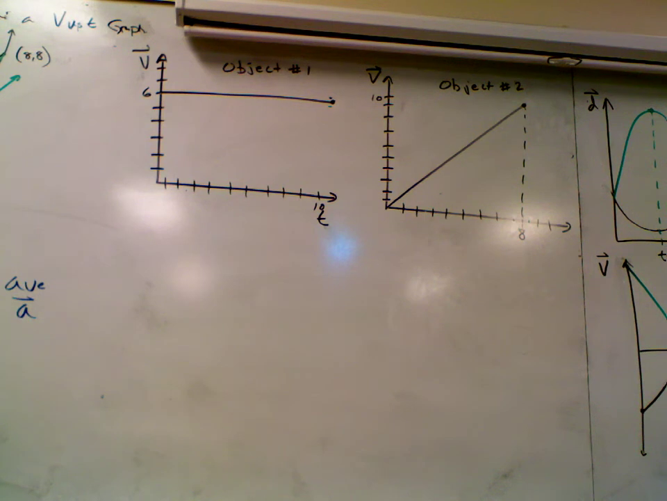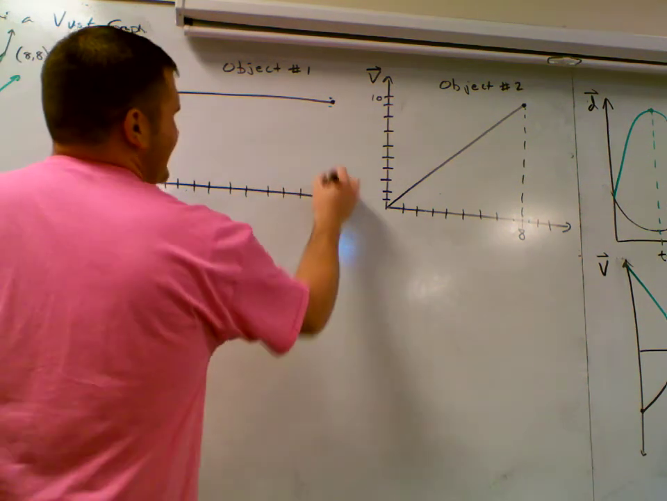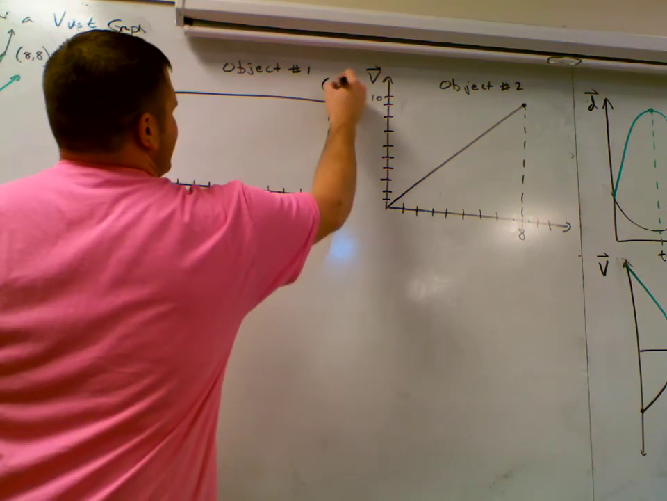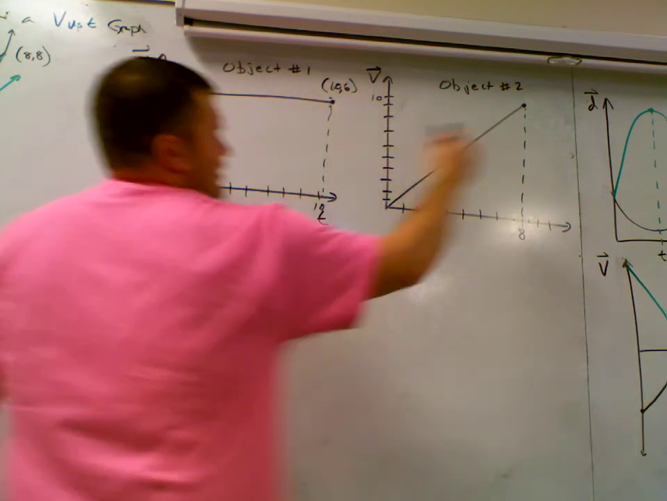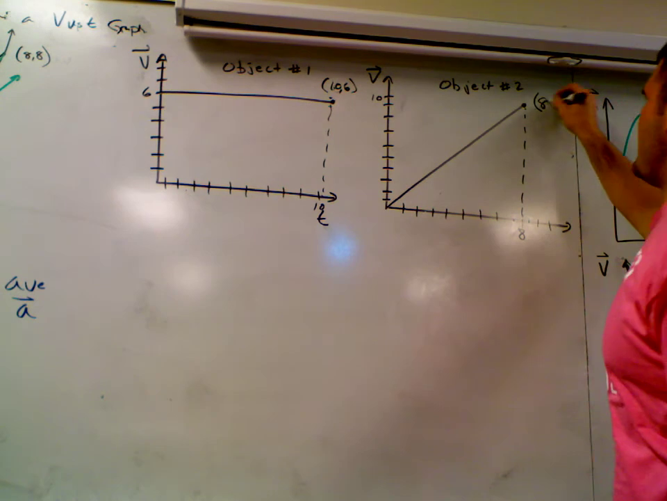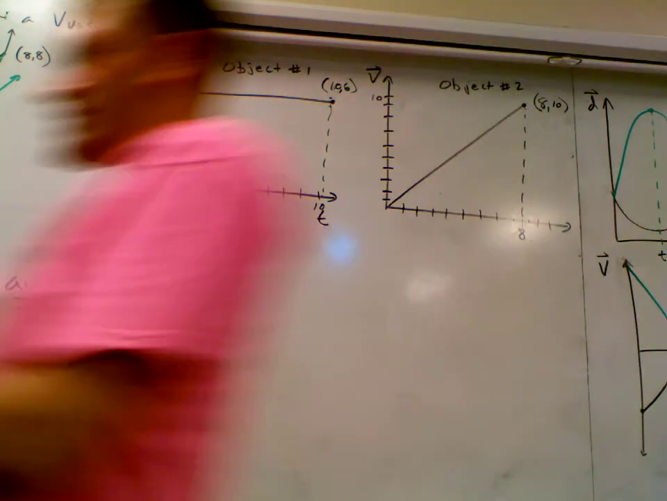Okay. So here I have two velocity versus time graphs. We'll call that time 10. So this is going to be not 6, 10, this will be 10, 6. And this point right here is going to be 8, 10. Does that make sense, guys?